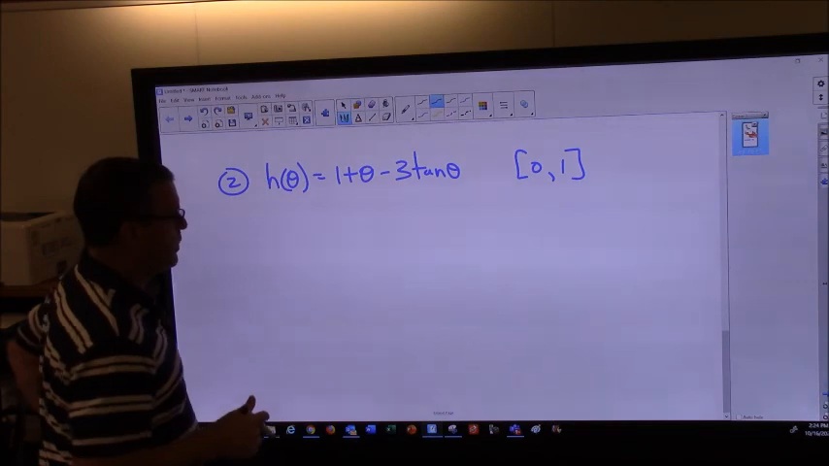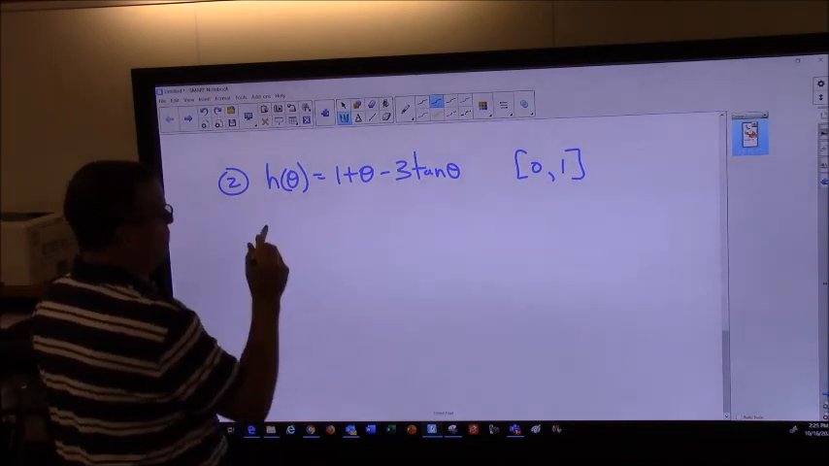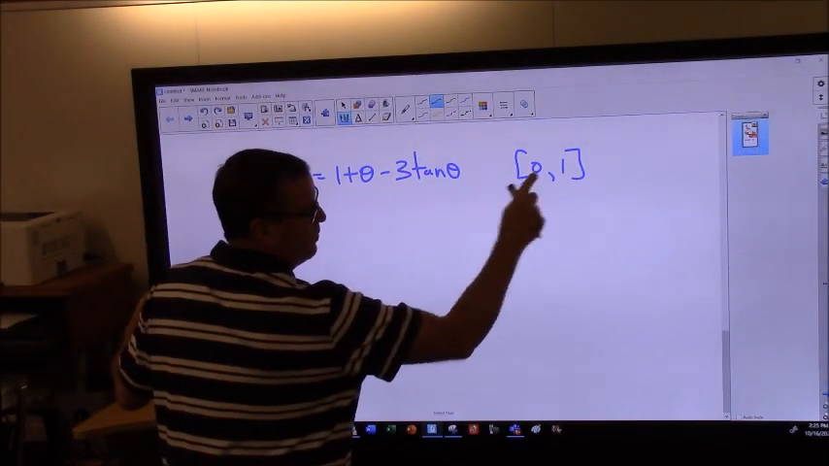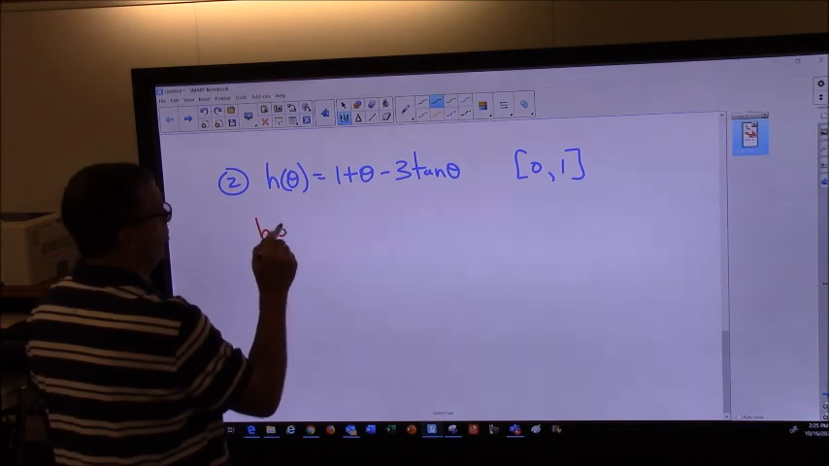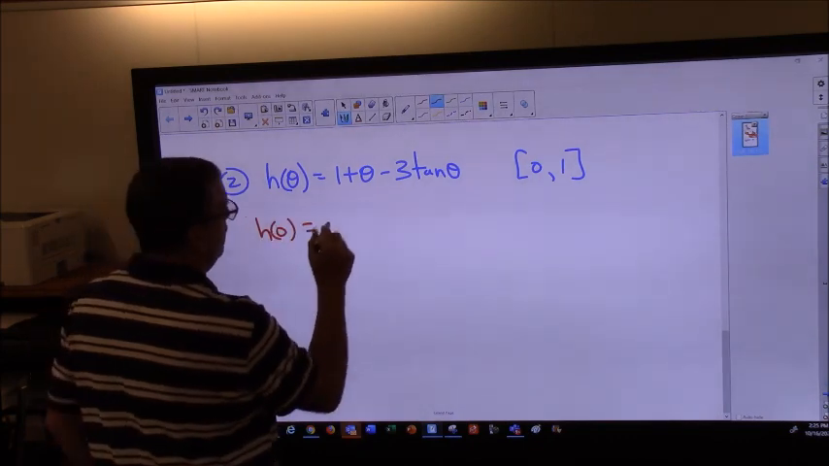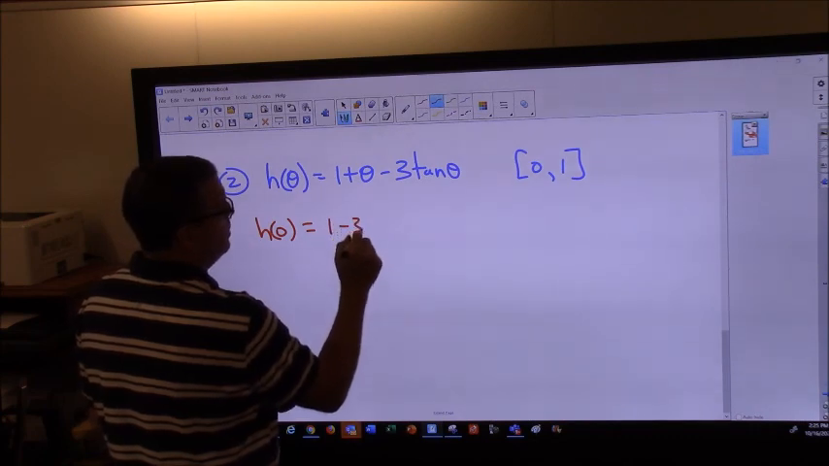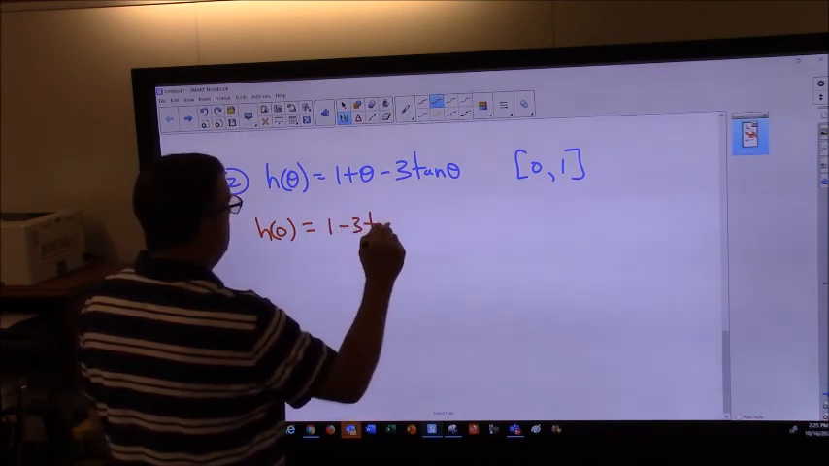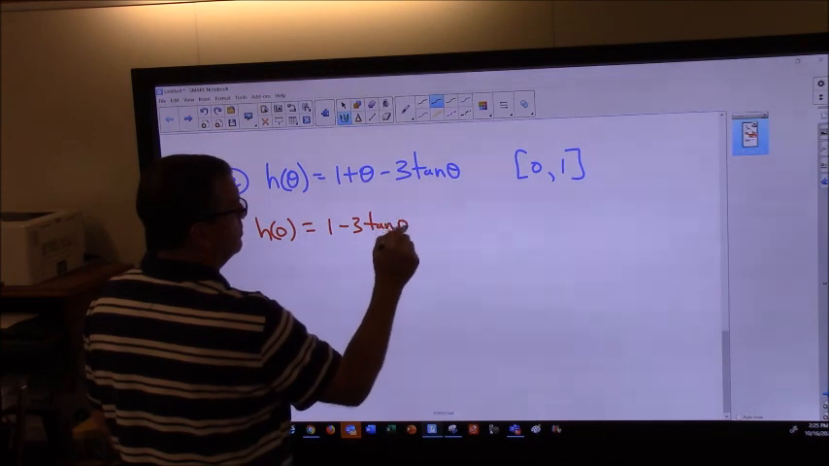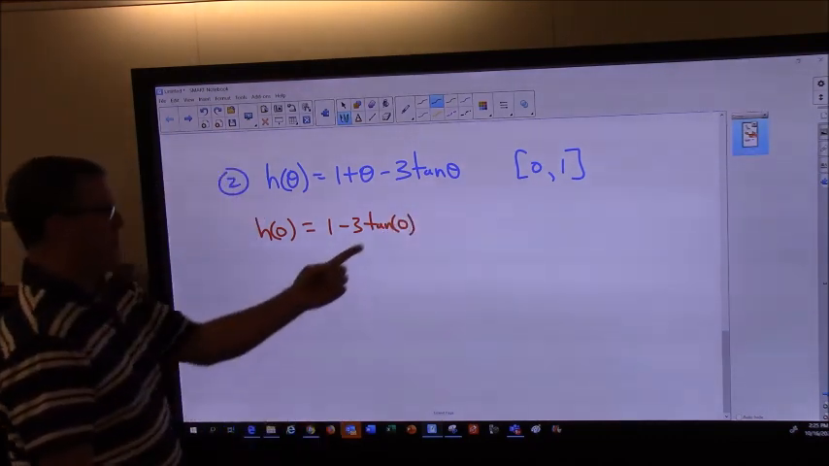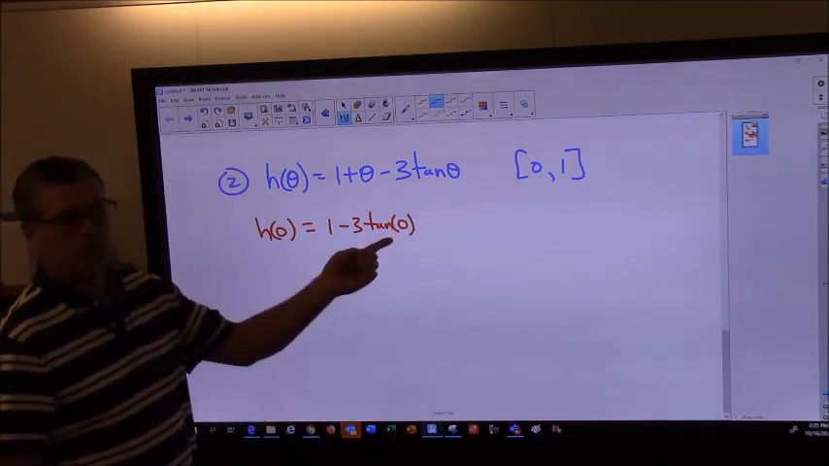All right, I'm just going to do the same thing. I'm going to plug those two in. This is an interval, so these are both x values. So h of 0, if I plug that in, I've got 1 plus 0, and then minus 3 tangent of 0. You can just punch that in the calculator if you want to see what it's equal to.